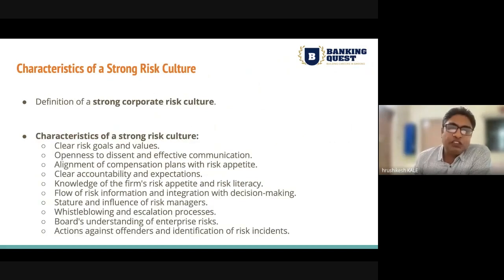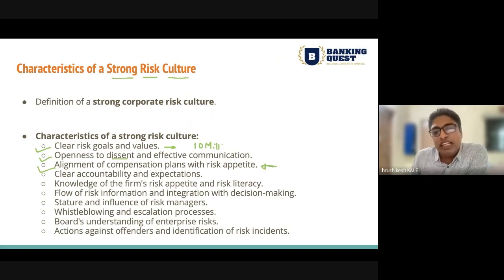The characteristics of strong risk culture. What are the characteristics of a strong risk culture? Which risk culture should be said to be strong? When you have clear risk goals and values, wherein I am saying that my VAR should be less than 10 million; openness to dissent and effective communication; alignment of compensation plan with risk appetite. Yes, this is very important.